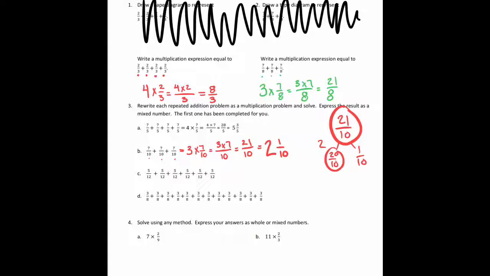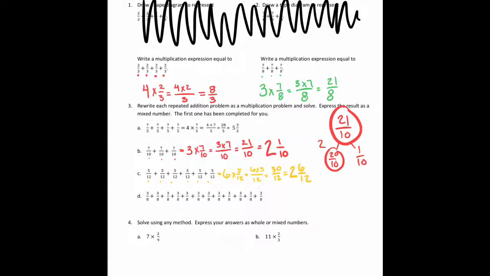Okay, let's try C. You have 1, 2, 3, 4, 5, 6 groups of 5/12. So I should say 6 times 5/12, which is the same thing as saying 6 times 5 over 12, which will give you 30/12. And when I change that back into a mixed number, it should go in twice with 6/12 left over. So it should be 2 6/12.